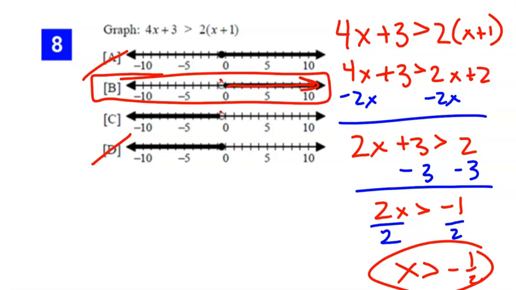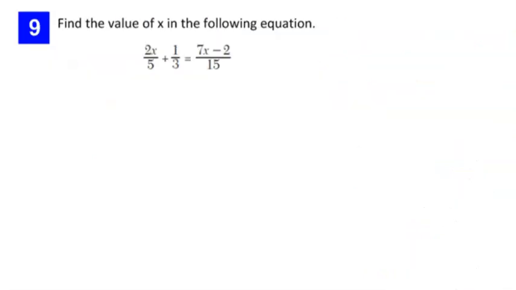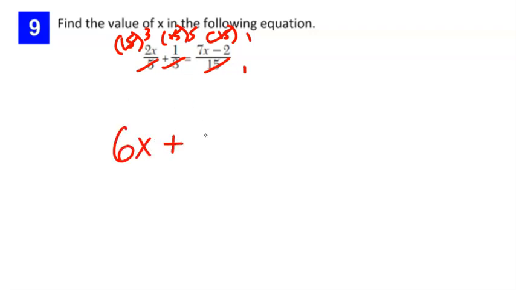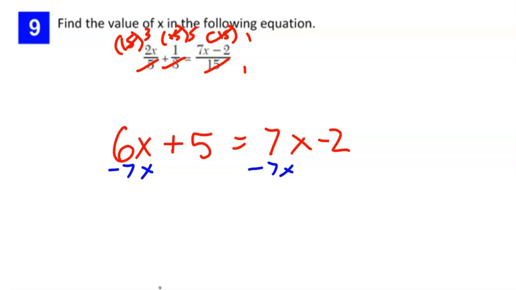So option B. Number 9, I think I'm going to use a clearing fraction technique. I'm going to use the multiplication property of equality here. I'm going to use the number 15, and when I divide first and simplify, I'm going to get 3 times 2x. I'm going to get 5 times 1, and I'm going to get 1 times 7x minus 2. So that's done. I'm going to subtract 7x from both sides because I like my variables on the left. And let's see, I get negative x plus 5 equals negative 2.